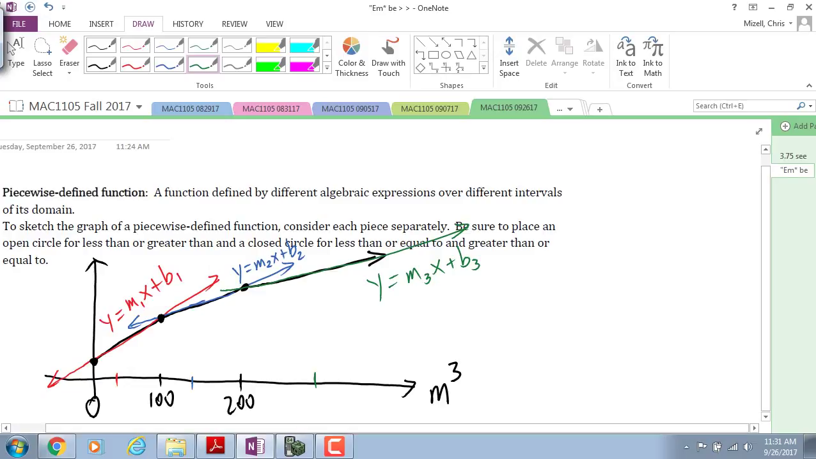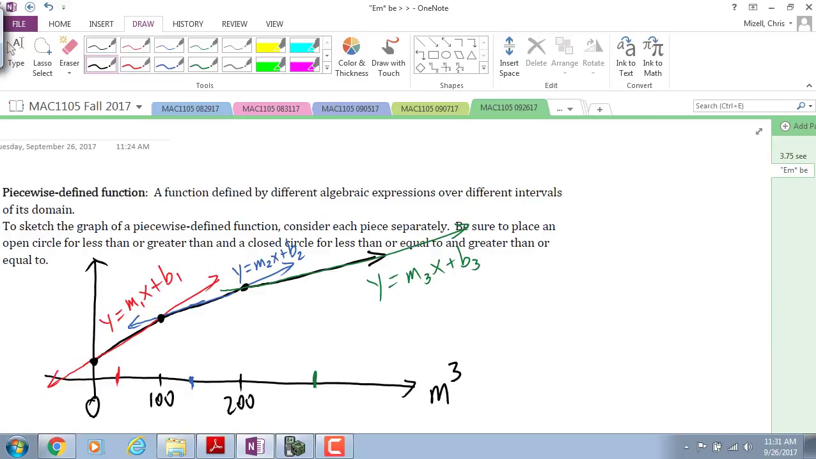Well, that's what you would do if it's the customer down here that used fewer than 100 cubic meters of natural gas. If the customer used between 100 and 200 cubic meters of natural gas, this one right here, you'd multiply by m sub 2 and then add b sub 2. Or if it's the customer that used more than 200, you would multiply that amount by m sub 3 and add b sub 3. So the function would look something like this.